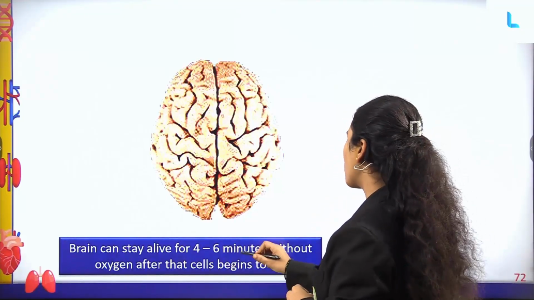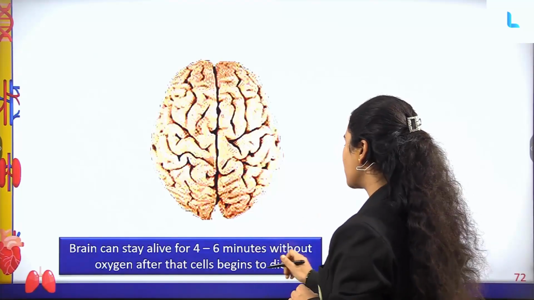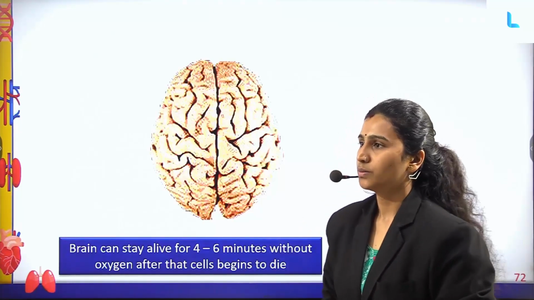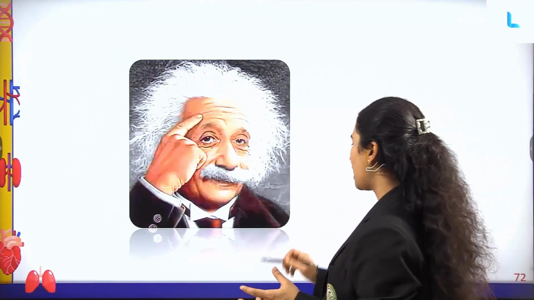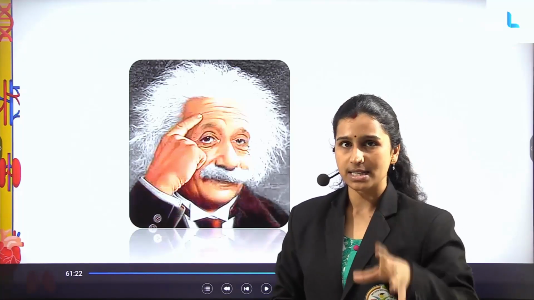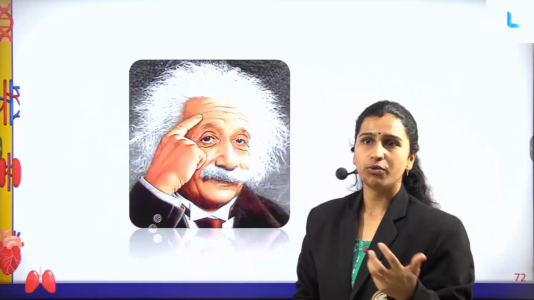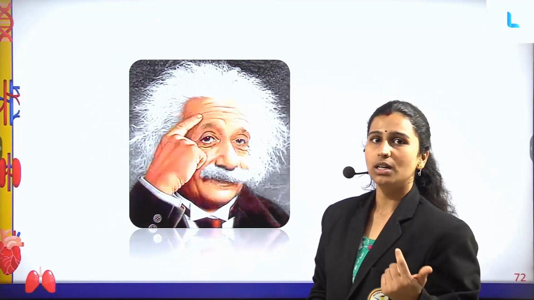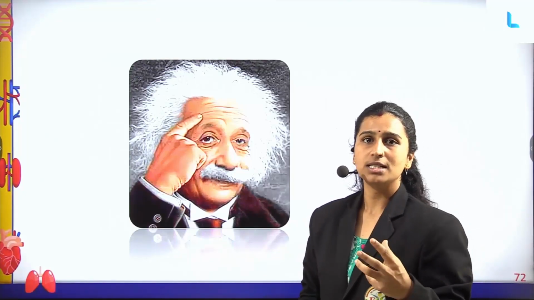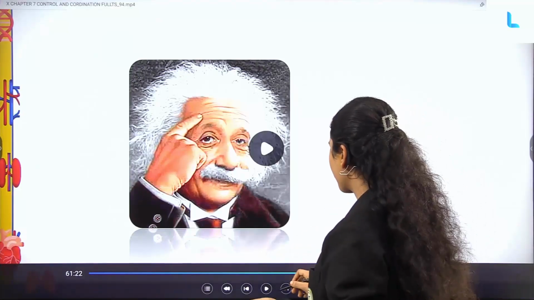And the brain can stay alive for 4 to 6 minutes without oxygen, after which the cells begin to die. So that is the reason why a person, even with heartbeats, is considered to be dead once his brain is dead. So a brain is capable of surviving for 4 to 6 minutes even without cell division, that is, once the cell death has taken place.